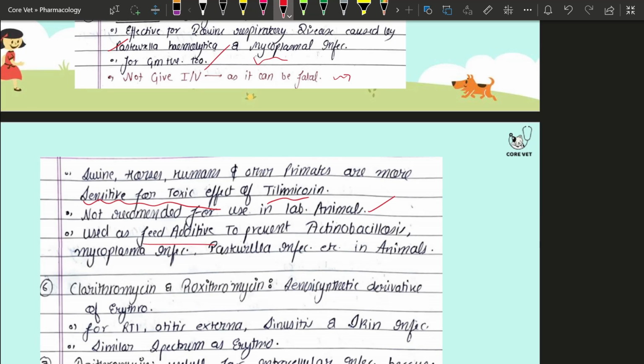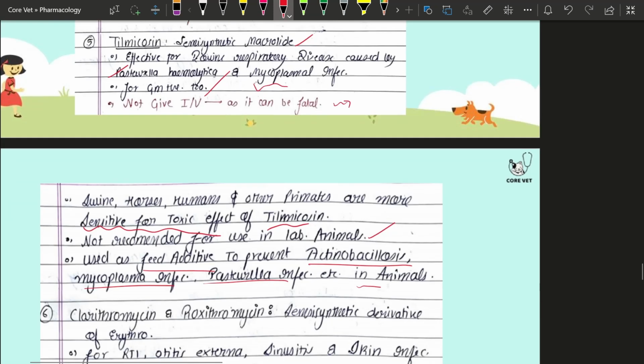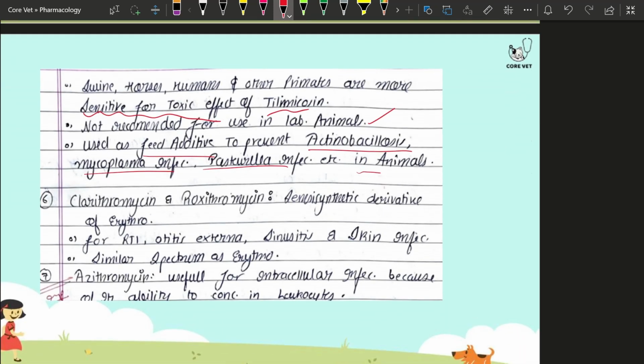I had told you that too earlier in the classification, to prevent the cases of actinobacillosis, mycoplasmal infection, and Pasteurella, and that's what it was about the tilmicosin, right? Talking about clarithromycin and dirithromycin, which are the newer macrolides. These are the semi-synthetic derivatives of erythromycin, okay, and these are there to treat respiratory tract infection, otitis externa, sinusitis, and skin infection, and have a similar spectrum as that of erythromycin.